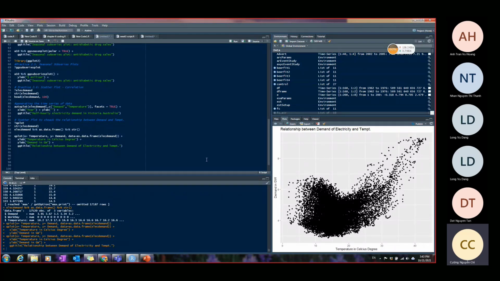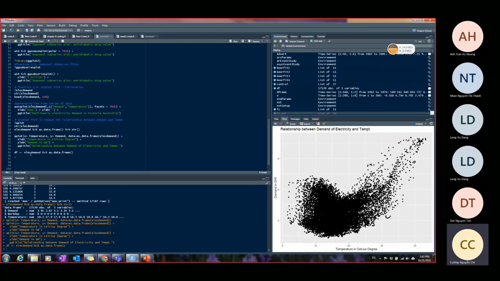Okay, and another way is that I'm going to generate the correlation coefficient between the demand and the temperature. If I want to do it, I have to call a new data frame. I have to put the electricity demand as a data frame one more time if I want to generate the correlation coefficient. So I generate the graph like this one first. Okay, and you see them here. So with as.data.frame, now df is a data frame.